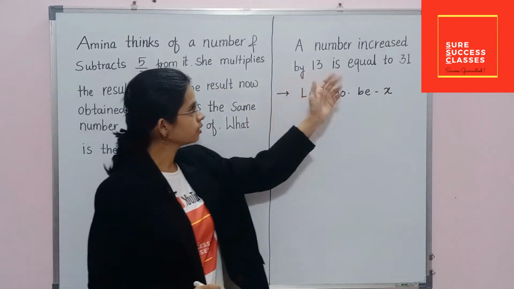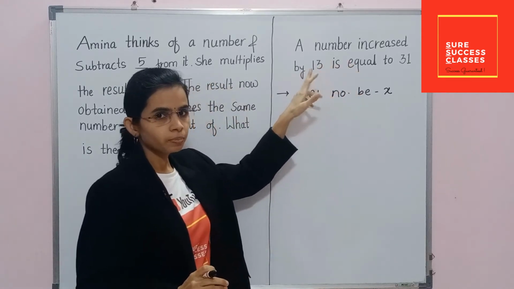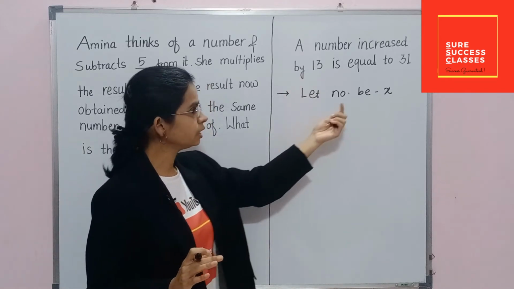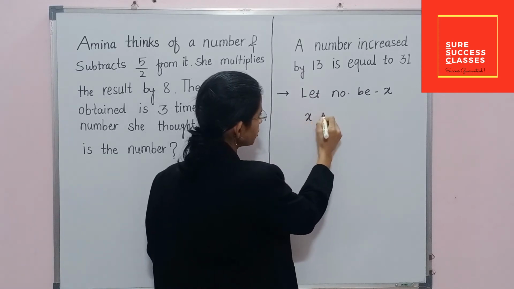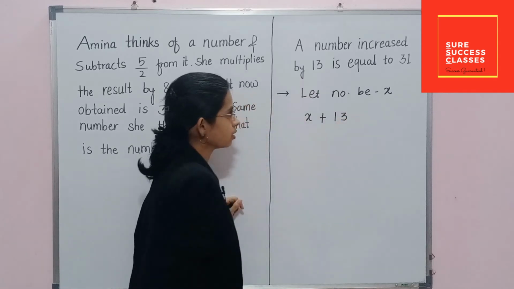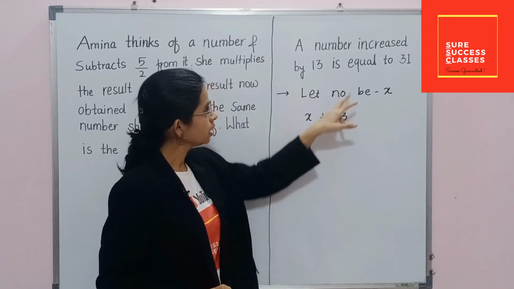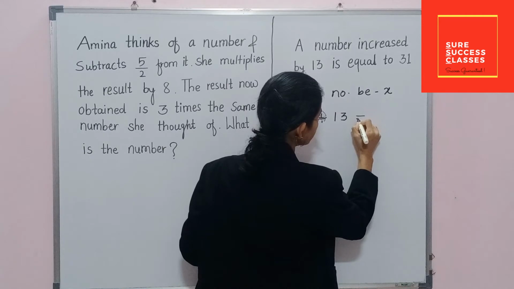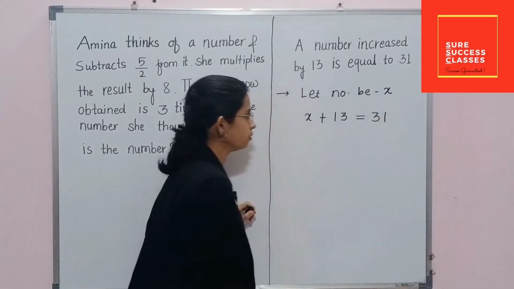Then we will read this statement: the number increased by 13. Increased means here we have to perform which operation with this x? Yes, we will go with addition, x plus 13. And whatever we have got here is equal to 31, so we will put an equal to sign and write here 31.